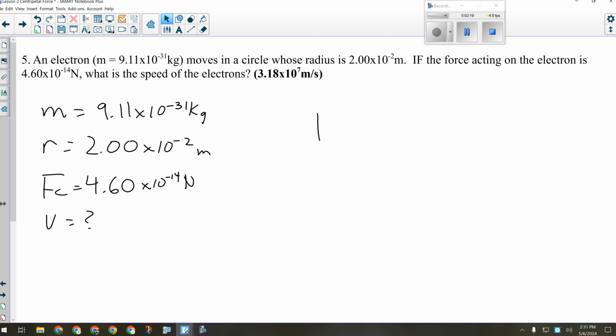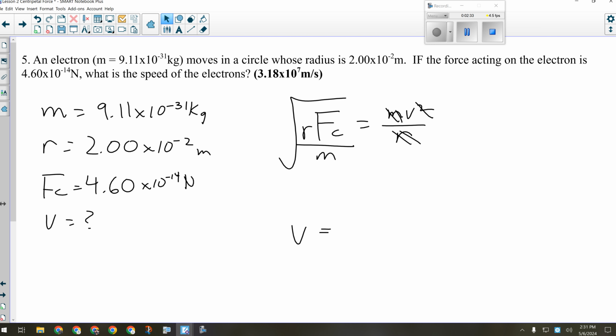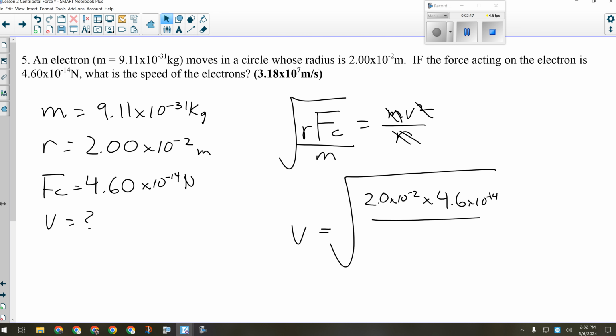So we've got Fc equals mv squared over r. We're looking for v, so we multiply both sides by r, divide both sides by m, and then square root to get v. So v will be the square root of 2.0 times 10 to the minus 2 times 4.6 times 10 to the minus 14 divided by 9.11 times 10 to the minus 31.